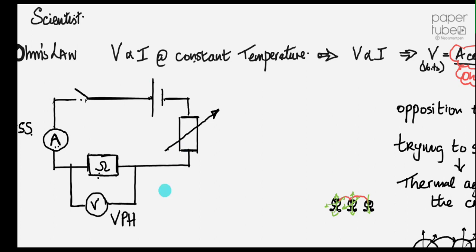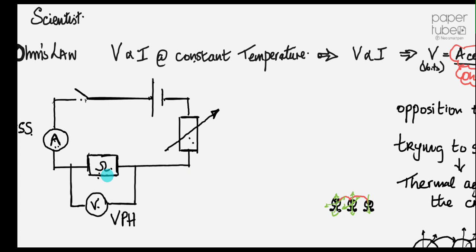So we've discussed all that we need to know. So we're going to measure the current in the ammeter, we're going to measure the voltage in the voltmeter, we're going to keep the temperature of the fixed resistor constant by opening and closing the switch. We're going to vary the size of the current by using the variable resistor, and we're going to record the voltage across the fixed resistor.